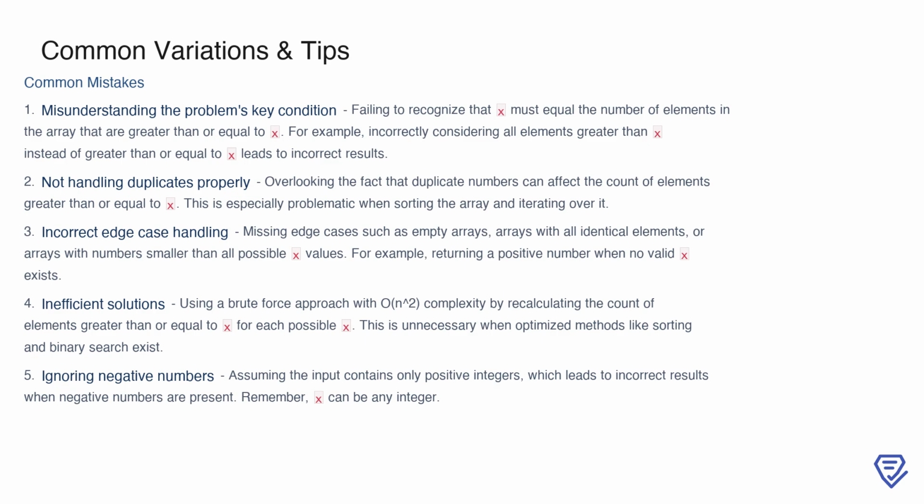Additionally, edge cases can trip you up. For instance, arrays that are empty, contain all identical elements, or have numbers smaller than any valid x need special attention. It's critical to ensure your solution handles these cases and doesn't return invalid results, such as a positive number when no valid x exists. Finally, inefficient solutions like recalculating counts repeatedly in a brute force manner can lead to unnecessary complexity. Optimized methods like sorting or binary search are better suited for this problem. Also, don't ignore negative numbers. Assuming only positive integers can lead to issues, since x can be any integer, including negative values.